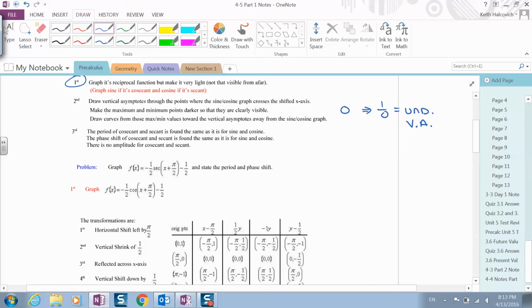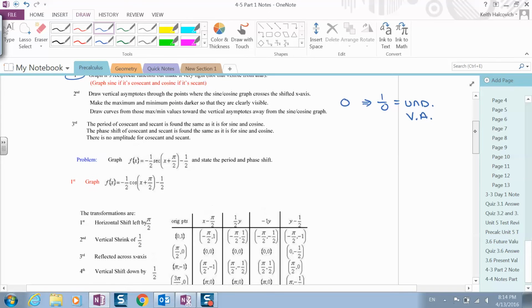What you're going to do when you graph the sine and cosine is make the maximum and minimum points darker so you know where they are. They're clearly visible. And then you're going to draw curves from those maximum and minimum values towards the vertical asymptotes, away from the sine and cosine graph.